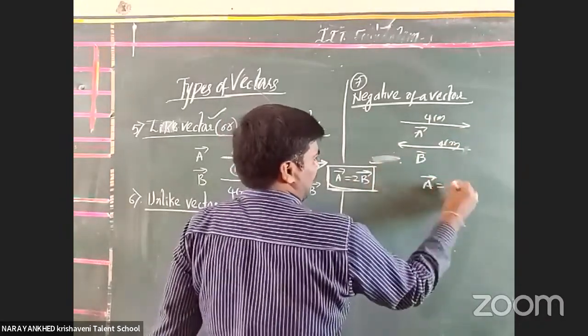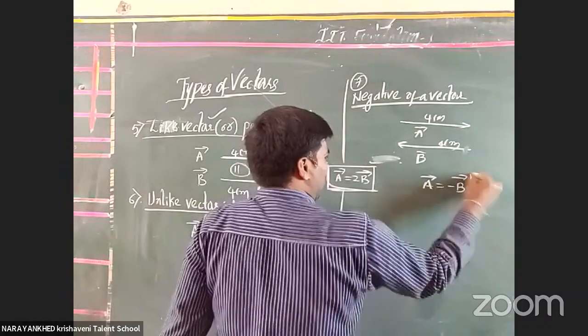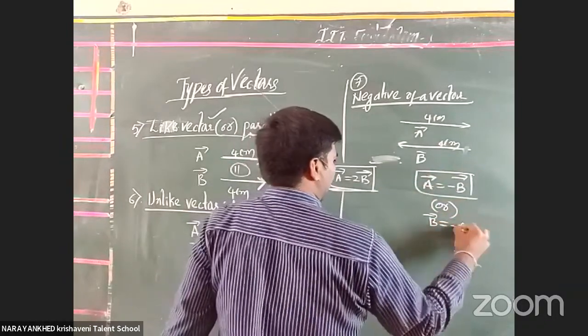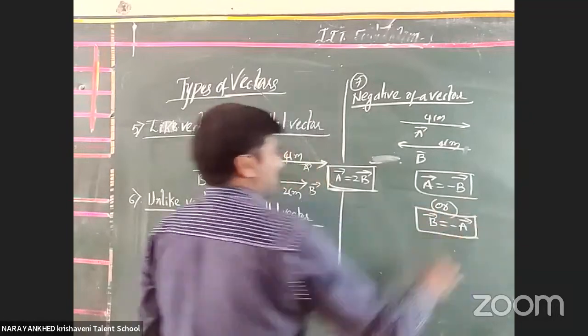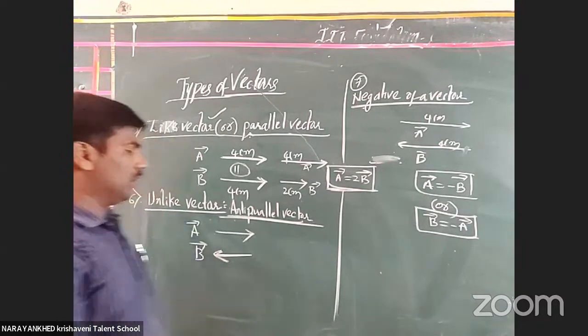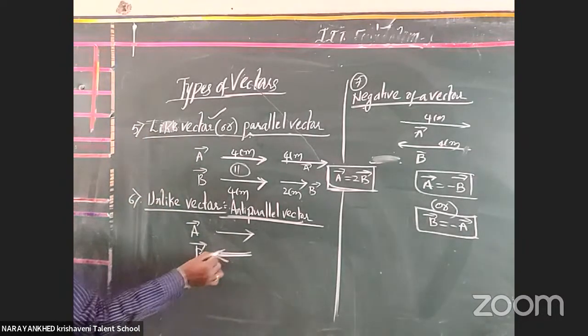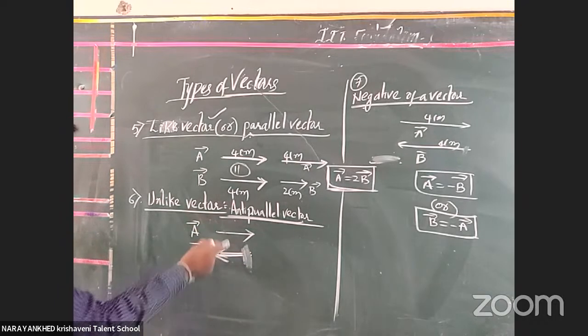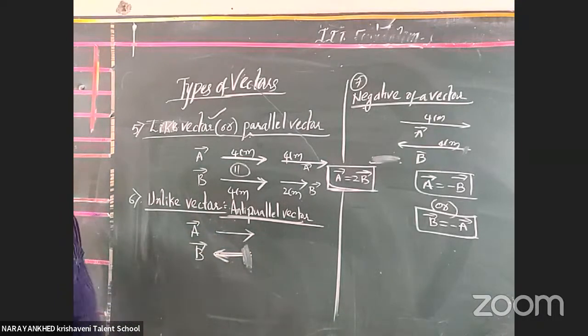At that time, we write it as A bar minus B bar, or B bar is equal to minus A bar. These are called opposite vectors. Got it or not? Yes, and this is the negative of a vector. Unlike vectors, when they contain the same magnitude, they become negative vectors. Okay, clear or not?